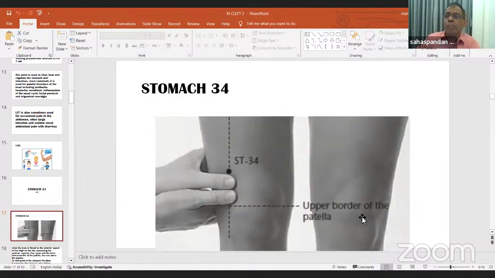So this is the upper border of the patella. See, upper lateral border of the patella; this is the lateral side and this is the medial side. So take the lateral side and count 2 chun on the straight line. This is the ST34. Okay.